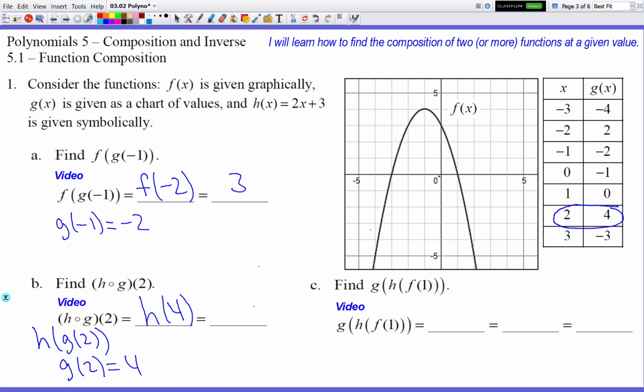And oh wow, there's a function h. Oh yeah, there is. It's right here. It's in the instructions. Oh, here it is. I was looking for some kind of a picture. So it's actually a formula.